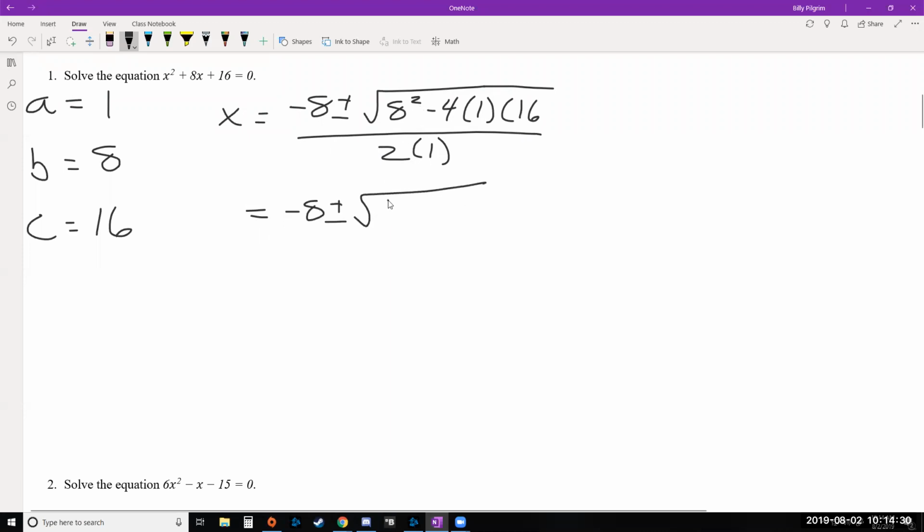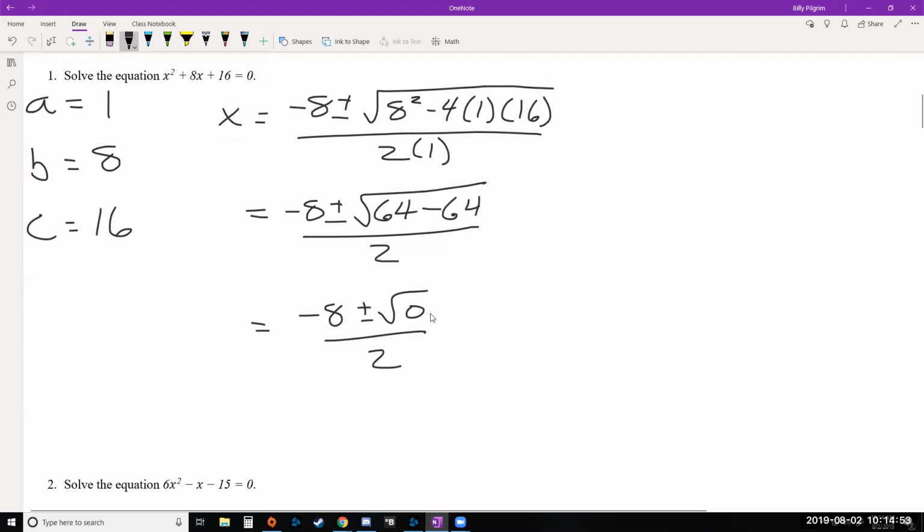8 squared is 64. And 4 times 16 is also 64. So we get 64 minus 64, all over 2 times 1, which is 2. And notice in this case, we get negative 8 plus or minus the square root of 0 over 2. Now, square root of 0 is 0, so we get negative 8 plus or minus 0. And adding or subtracting 0 won't change the result. So we're going to end up with negative 8 over 2, which becomes negative 4.